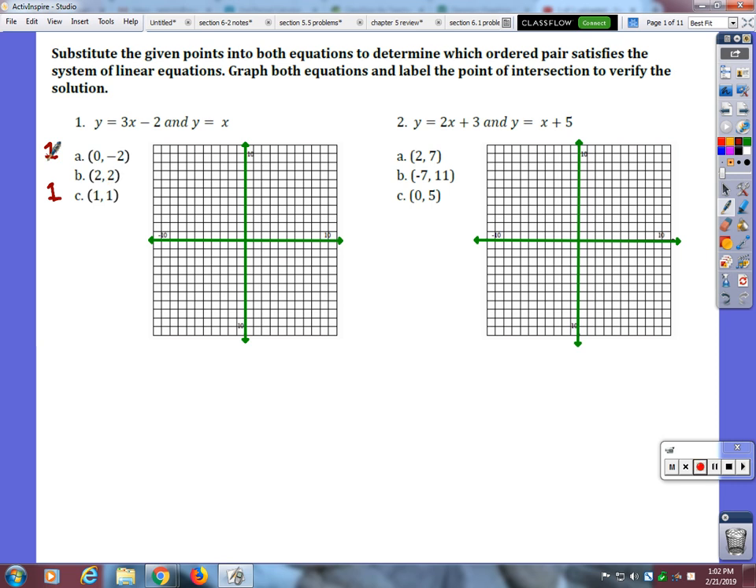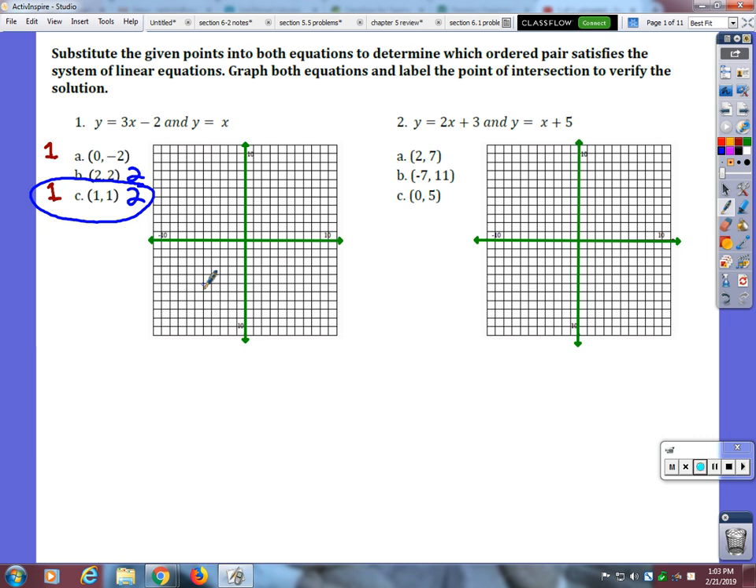Equation number 2 is pretty simple. The y and the x equal each other, so they have to be the same. So which ones work for that? So A doesn't work, but C does, and B does also, right? Because 2 equals 2. So the one that works for both of them is 1, 1.